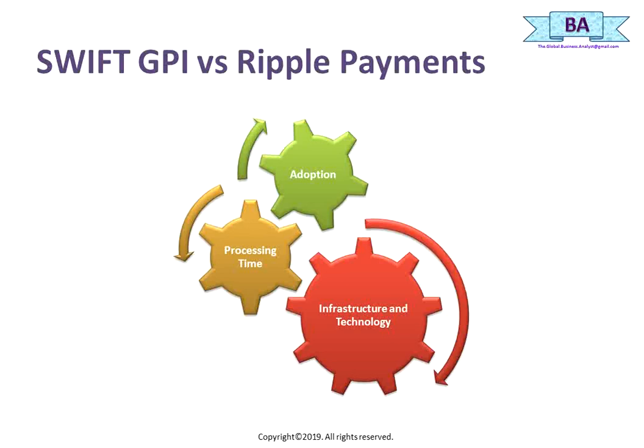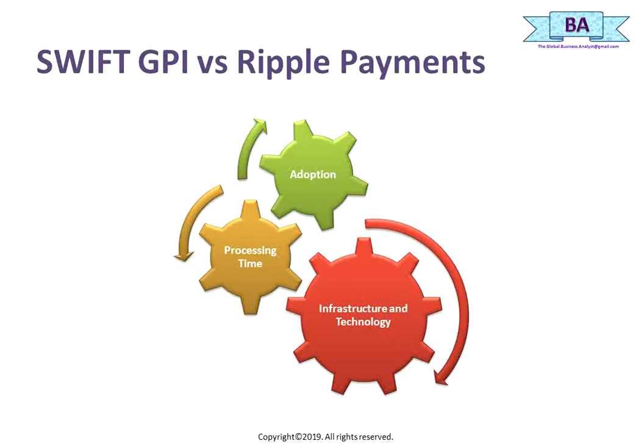Okay, the other point I would like to talk about is the processing time. SWIFT GPI promises payments within 30 minutes or within a 24-hour time frame, whereas, just note the difference in processing time, Ripple offers payment processing standards which confirm payment finality within seconds. Okay, so it's a huge difference in terms of the processing time.